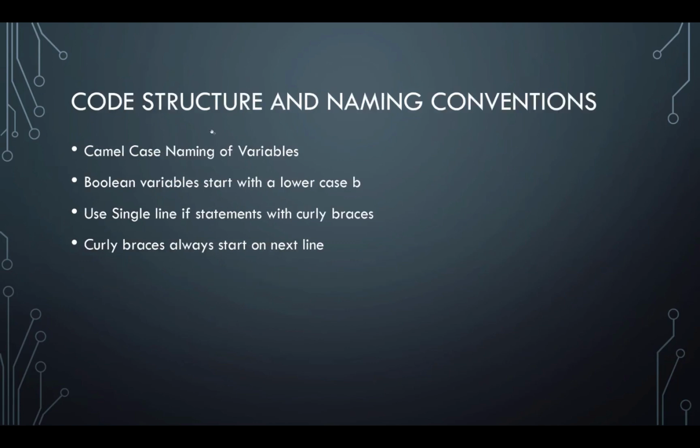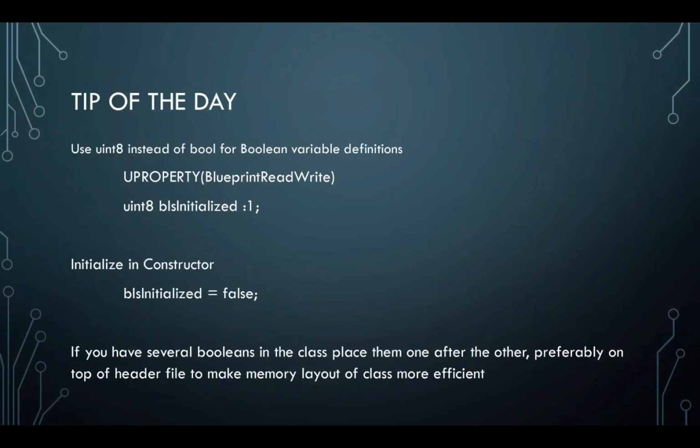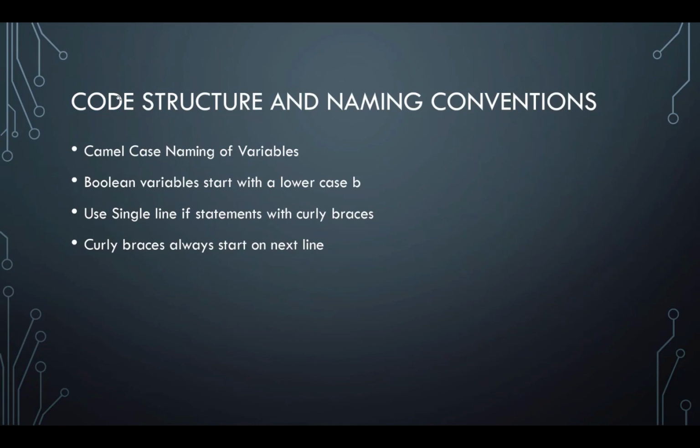The same, again, what I've shown you in code: camel case naming of variables, booleans start with a lowercase b, and use single line if statements with curly braces, and the curly braces always start on the next line. So for this episode, there are these naming conventions. There are a lot more, which I will cover in the next videos.